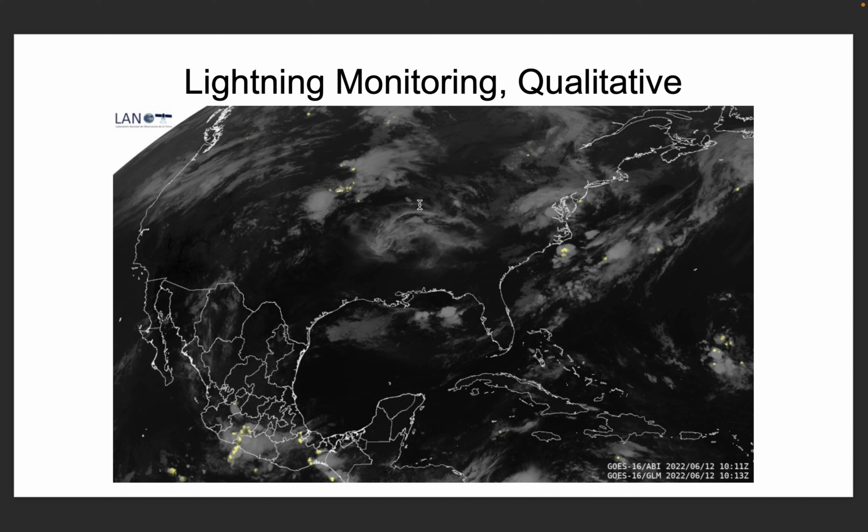Now monitoring the electrical storms, we use, of course, GLM. This is just qualitative, where the flashes are detected. And this is an animation that we show in our page every 5 minutes. And this is not the animation, but just a screenshot.